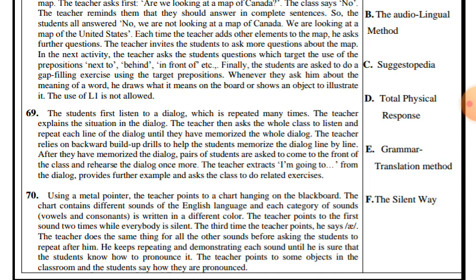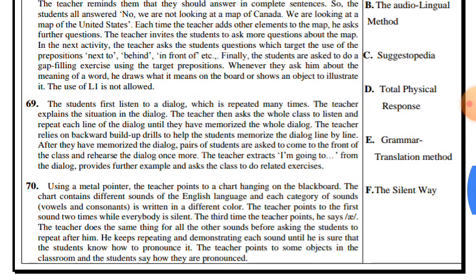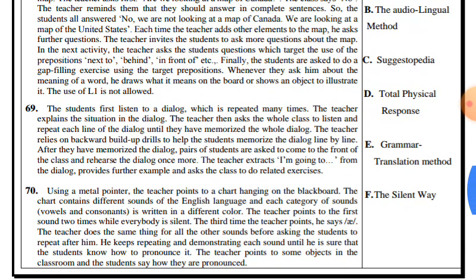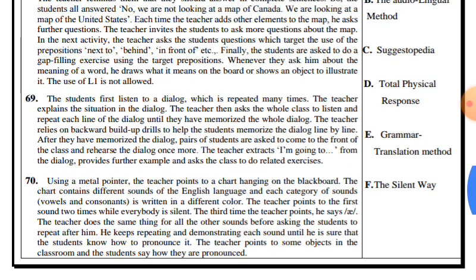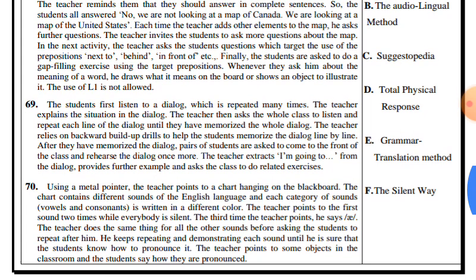Each category of sounds, vowels and consonants, is written in a different color. The teacher points to the first sound two times while everybody is silent. The third time the teacher points, he says A. The teacher does the same thing for all the other sounds before asking the students to repeat after him. He keeps repeating and demonstrating each sound until he is sure that students know how to pronounce it.